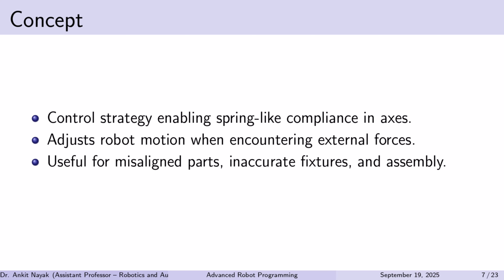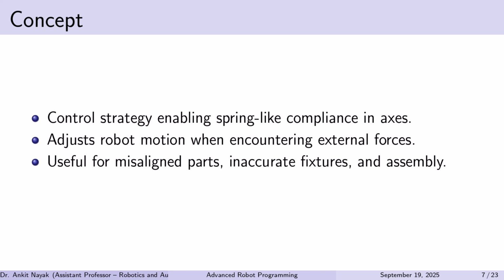The part might be slightly shifted, the fixture may not be aligned exactly, or the tool position may vary a little. If the robot behaves like a rigid machine, it will collide, jam, or even damage the tool or the workpiece. To solve this problem, the concept of soft float is used.